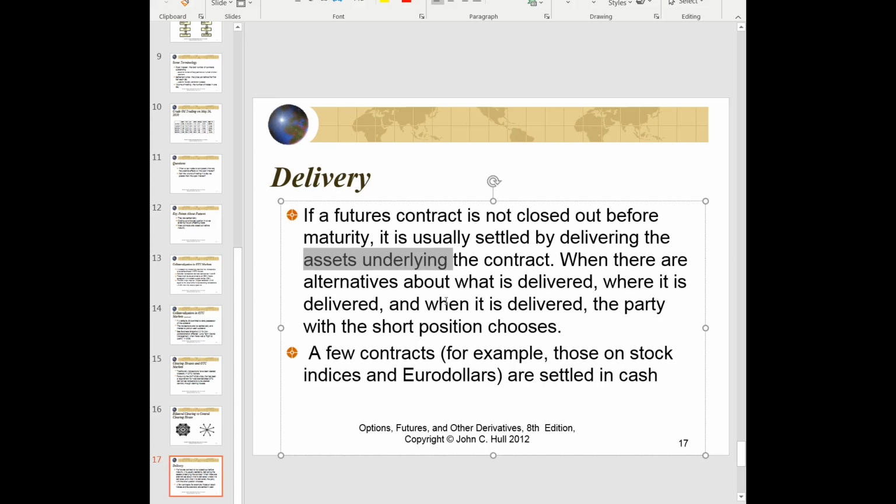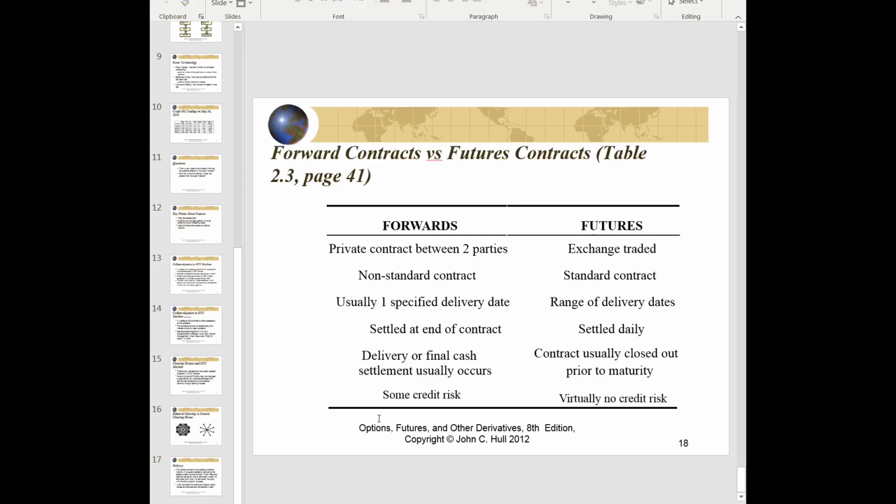In that case, if there are some alternatives to what can be delivered, it is the short position that chooses what and when to deliver. So that's the end of chapter 2. Let me move on to chapter 3.